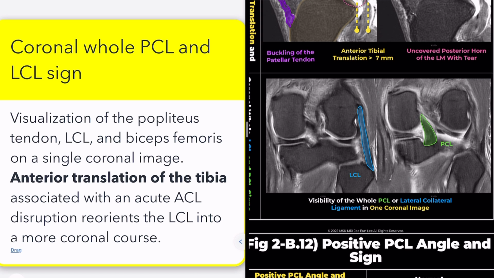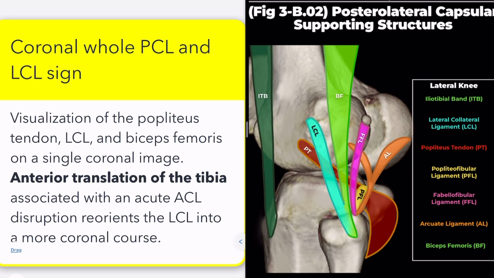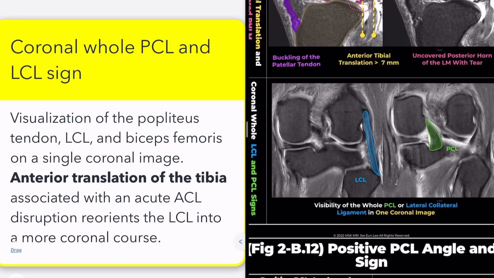Anterior tibial translocation can be well assessed on the sagittal image, but it can also be predicted sufficiently on the coronal image. The lateral collateral ligament has an oblique course, so it may not be entirely visible on a single coronal image. However, with anterior tibial translocation, the tibia translates anteriorly, and the entire LCL becomes visible on the single coronal image, which is called the whole LCL sign.